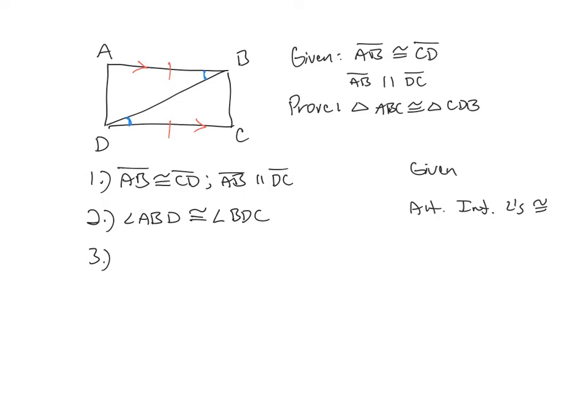So I did my conclusion from the given. I don't have any more information from the given. So now I need to look at the picture. And so typically we're going to have reflexive or vertical angles, so there's really no vertical angles, so I can say that DB is congruent to DB. Reflexive. So remember, when you have triangles that are butted up against each other, reflexive is going to be there a lot.